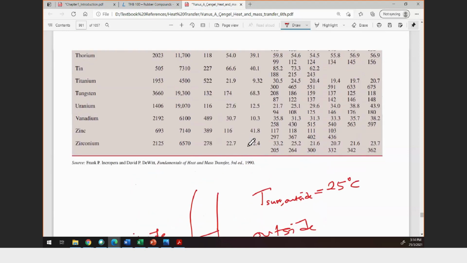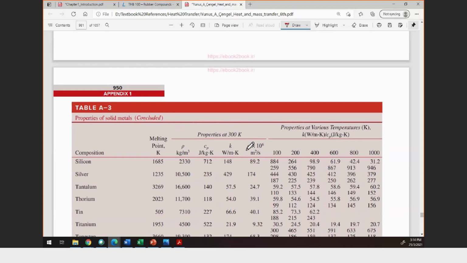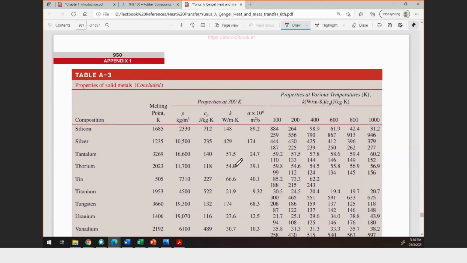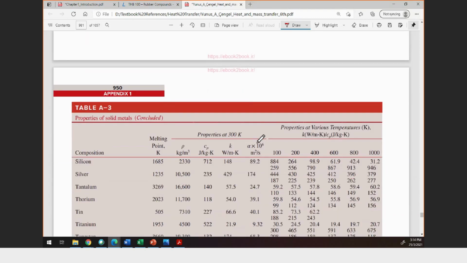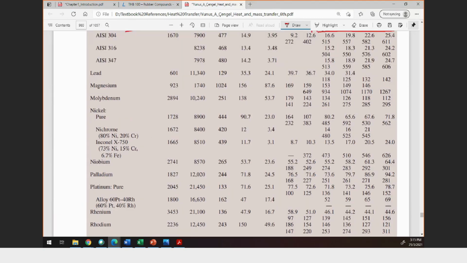So basically, the one table that I just showed you is how to find a property if it is not available in the table, using the interpolation method. Okay, what else? Any questions?